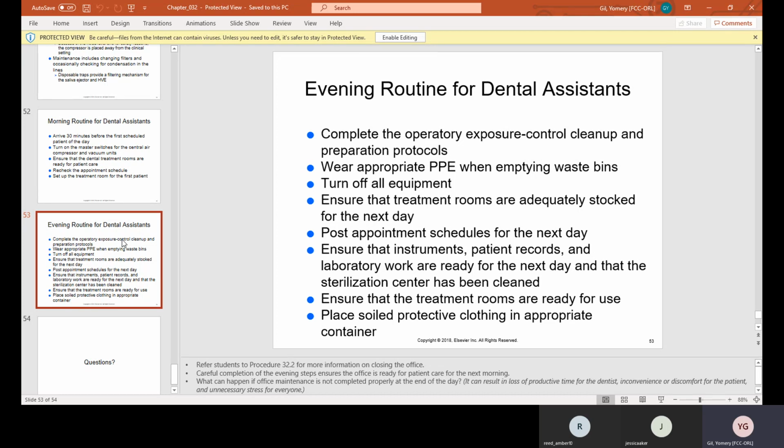But of course, if you don't have any instruments at all for the first patients of the day, do not leave it to do in the morning, because then how are you going to see the patients? And guess what? The doctor is going to be so upset. Ensure that the treatment rooms are ready for use. Place soiled protective clothing in the appropriate container. And that is all.